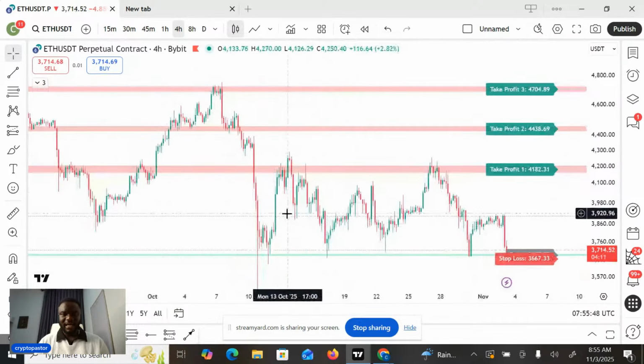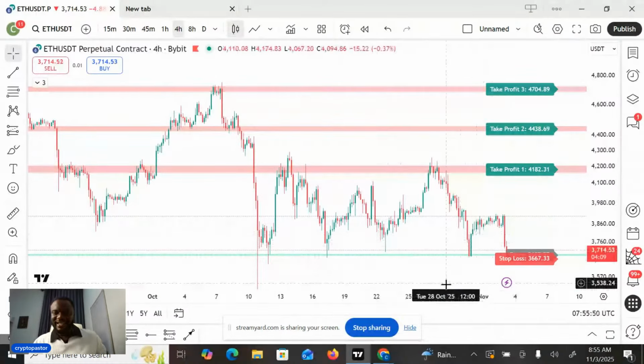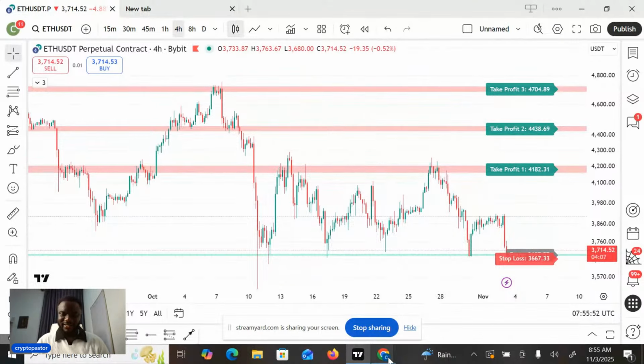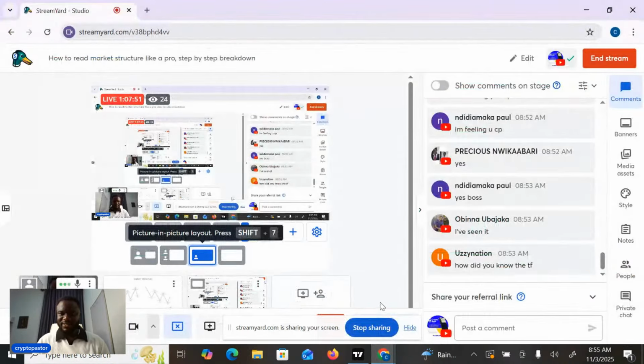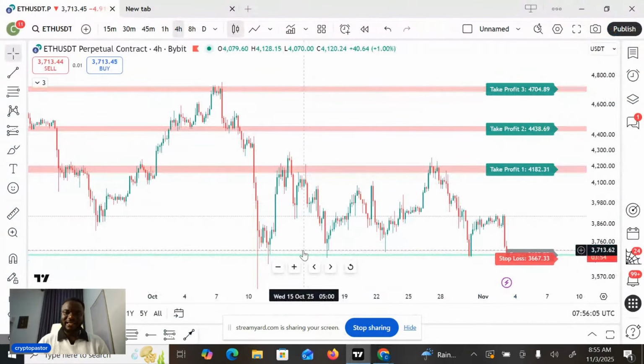So I don't know if you guys are getting what I'm seeing here. Are you guys getting me? Somebody said, how did you know the time frame? The time frame is on TradingView everywhere now. I've already explained, if you want to check there.